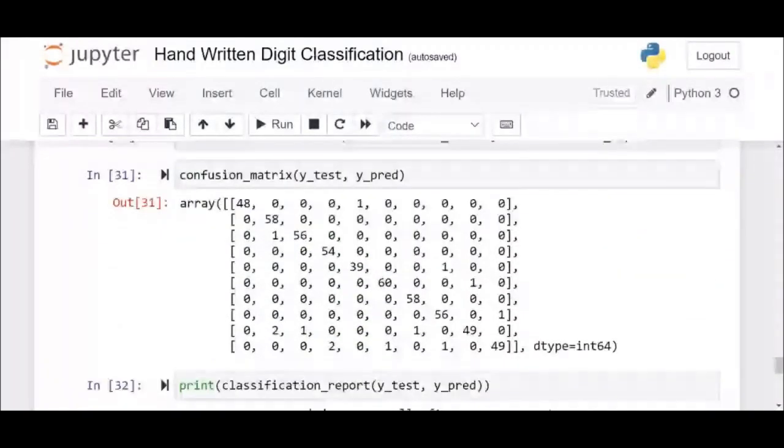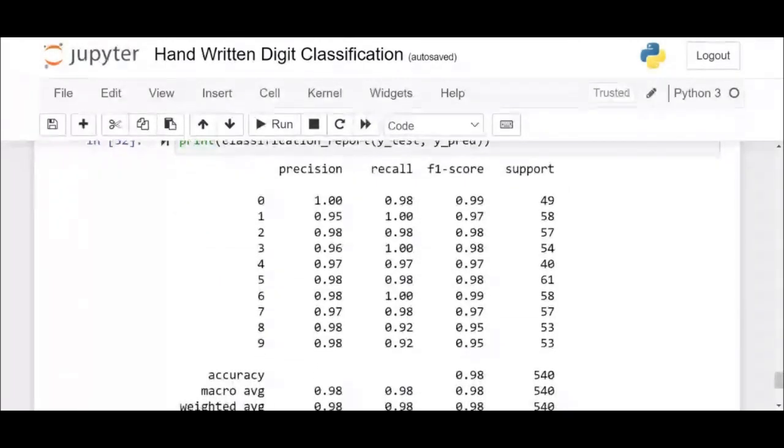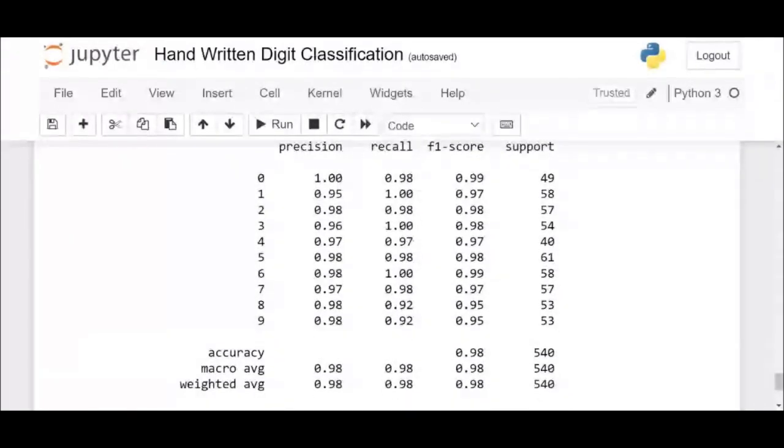The diagonals are correct predictions, and the off-diagonals are your errors. We find that much of our data is on the diagonal itself. Then we looked at the classification report, and the overall accuracy of the model is 98%, which is very good. Overall, precision and recall in most cases are almost 98 or 95, so that is also good.